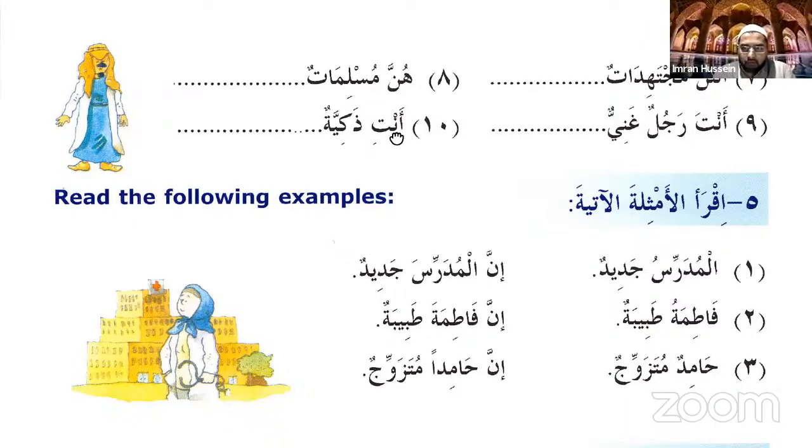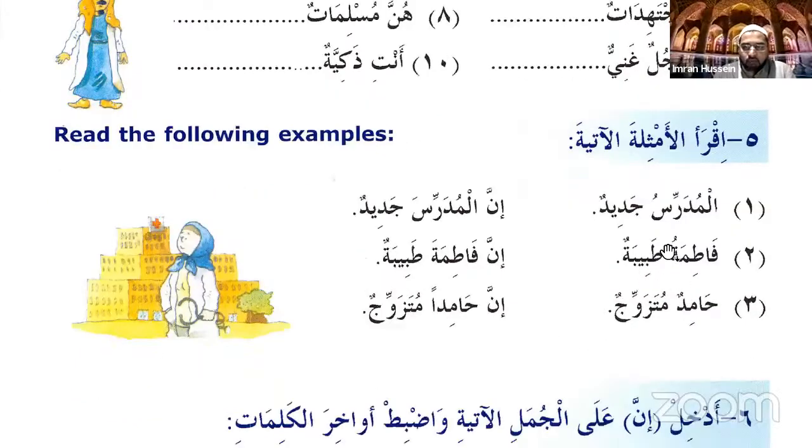And then over here now, it's just explaining examples of sentences. Al-mudarrisu jadidun, Fatima tabibatun, Hamidun mutazawwijun. The three cases where dhamma, tanween, and when inna comes, how that happens. Just go through that, please.